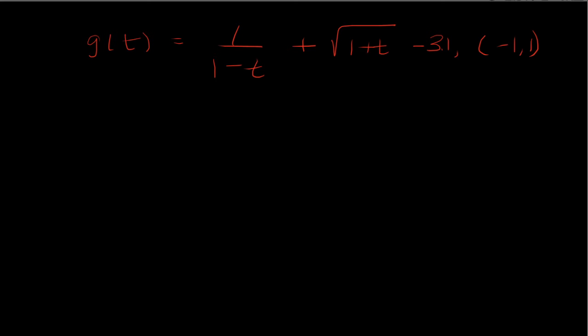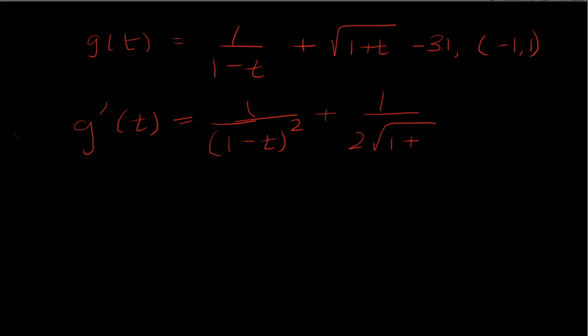Now let's look at another example. So we have g of t is equal to 1 over 1 minus t plus the square root of 1 plus t minus 3.1, and we're between negative 1 and 1. So for this, we need a derivative, always the first thing, and that's just 1 over 1 minus t squared plus 1 over 2 square root 1 plus t.